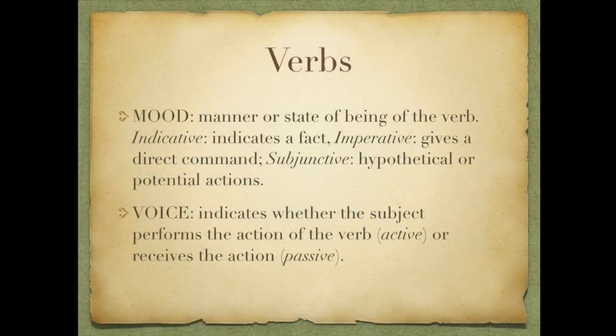The next characteristic we'll look at is mood. Mood is the manner or state of being of the verb, and there are 3 moods in Latin. There's indicative, which indicates a fact, and most verbs are usually indicative mood. Then we have the imperative. Imperatives give a direct command. And then subjunctive, which are hypothetical or potential actions. So the difference: indicative indicates facts, subjunctive indicates things that either haven't happened yet or may not happen. And then imperative is the command. Voice indicates whether the subject performs the action of the verb or receives the action, so active or passive.